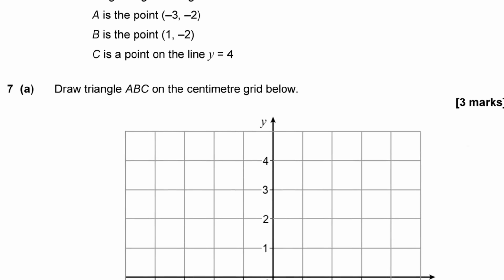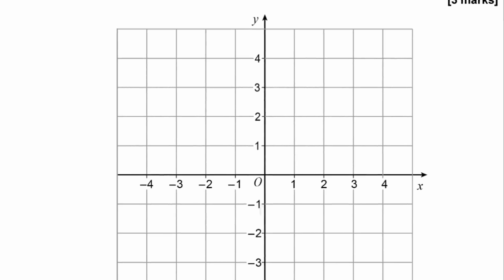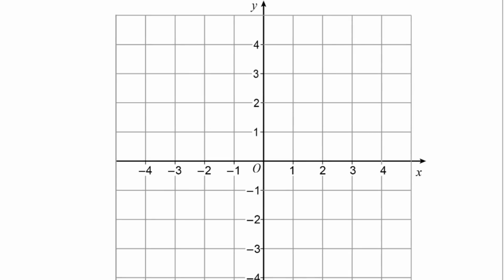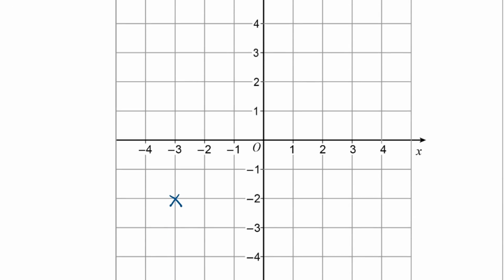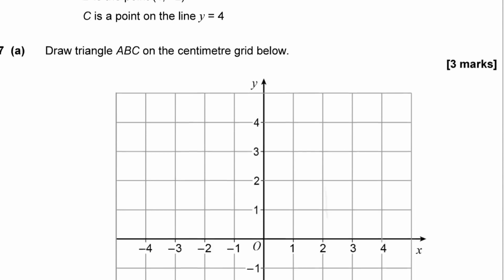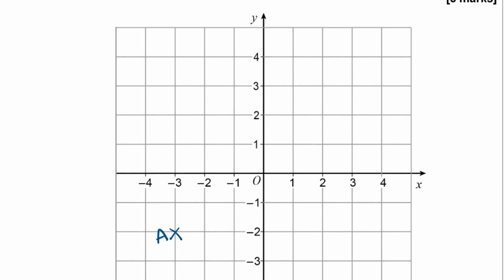Okay, so A is the point (-3, -2). So -3, -2: along the corridor, up the stairs. -3, -2 takes me to this point here. So that is going to be my point A. Okay, my next point is the point (1, -2). So along the corridor, up the stairs, it takes me to this point here. That's (1, -2). That's going to be B.